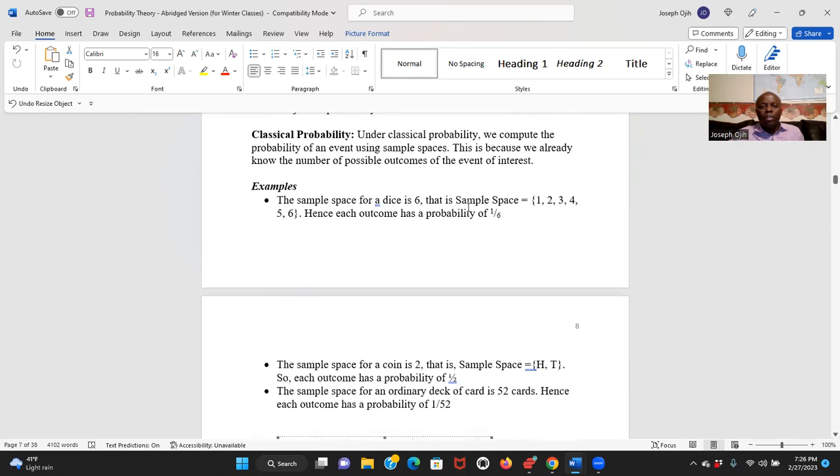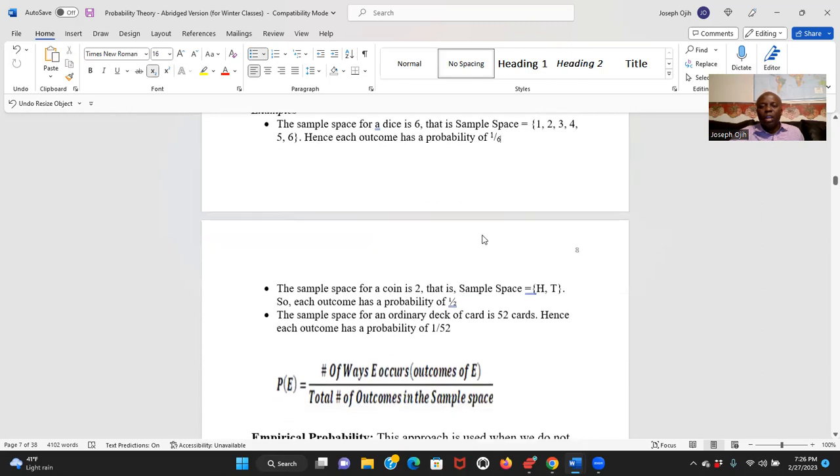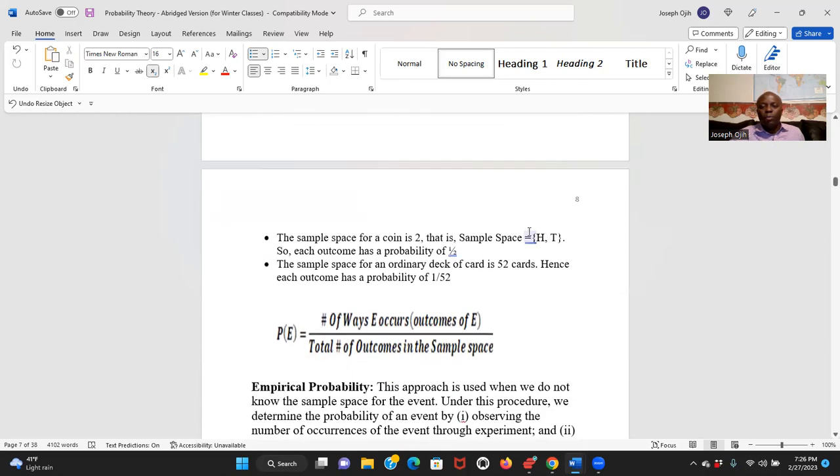Classical, for example, days of the week: the probability of choosing any of these days, let's say choosing 2, will be 1 out of 7 chances. If it's a coin, the sample space is 2, so the probability of getting a head can be 1 out of 2 chances. And for a card, since we have 52 cards, the probability of choosing any card is 1 out of 52, since we know the sample space.